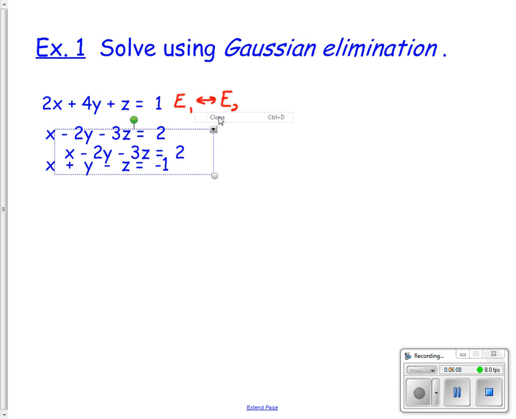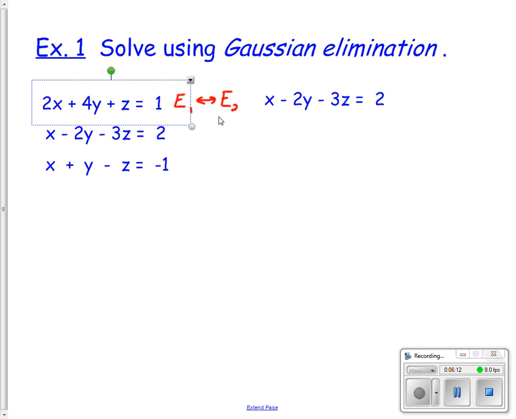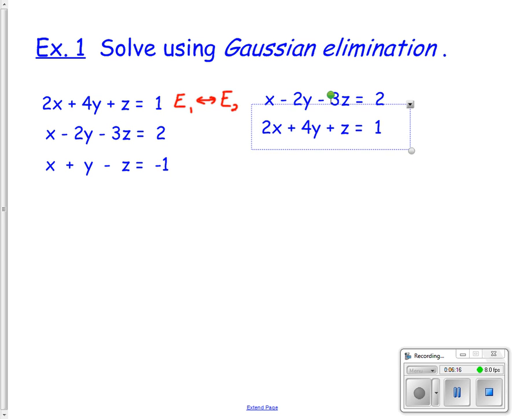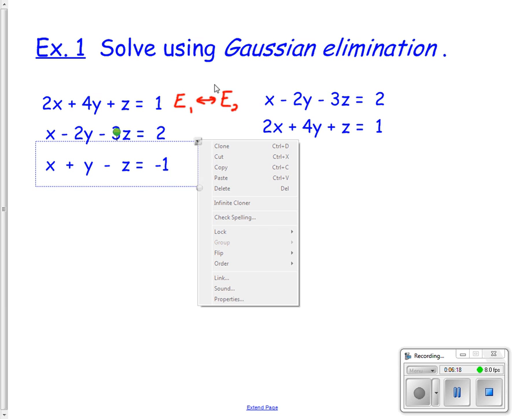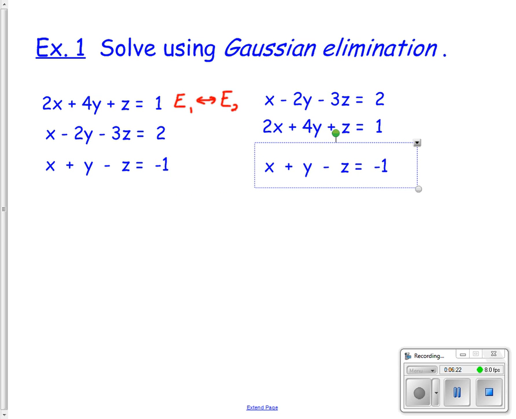So what that'll do for me is have a leading coefficient of 1 in my first equation for x. And at this point, the third equation is still exactly as it was a minute ago. Okay, now the next thing we want to do is use this 1x in the first equation to eliminate the x terms in the second and third equations.